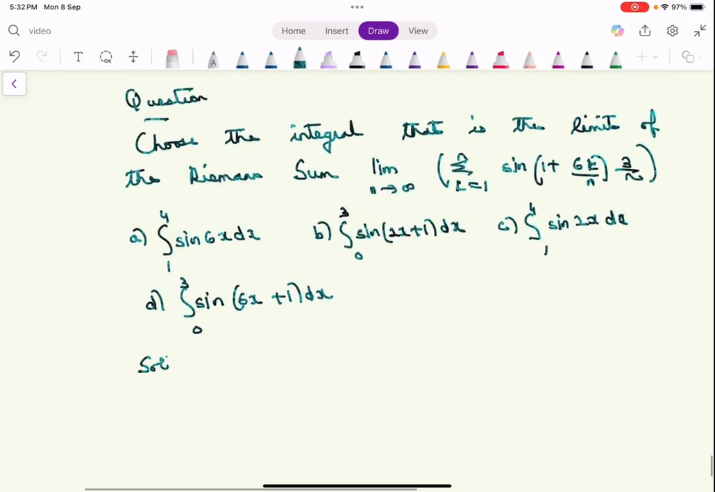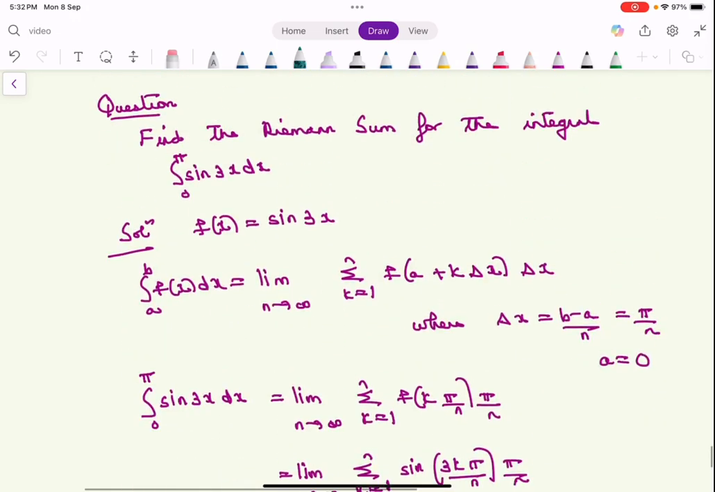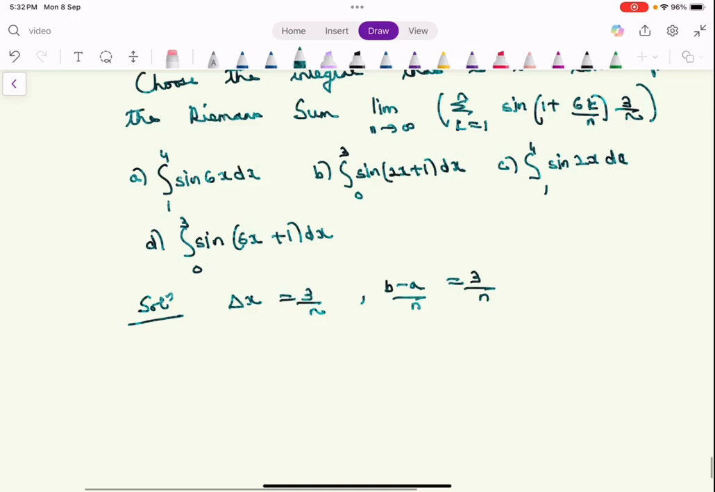So let's start with the solution. Your delta x is 3 by n here, and b minus a by n is also 3 by n. Why is this so? You're comparing it with limit as n tending to infinity summation k equal to 1 to n f of a plus k delta x, where delta x is b minus a by n. So b minus a becomes 3.